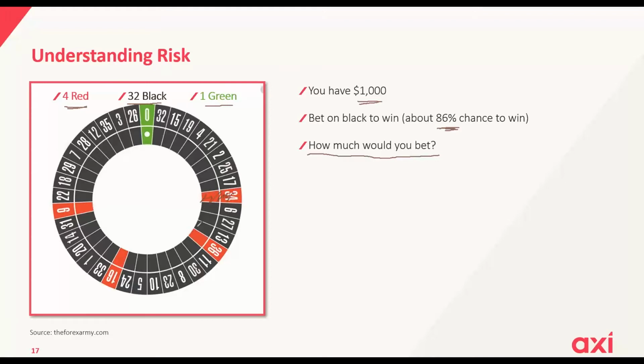Imagine this: if I colored this red, and colored the rest black, the only chance you can lose is if it lands on green. So we got 36 black and we got 1 green. How much would you bet on this, guys? James, how much are you going to bet on this? I'm curious.